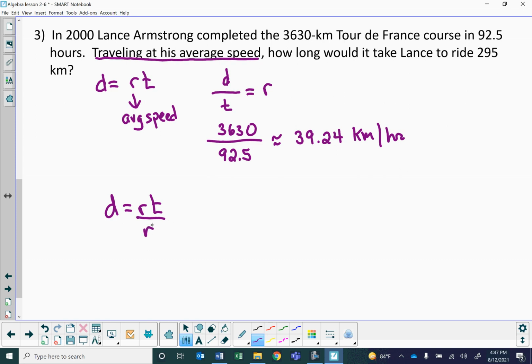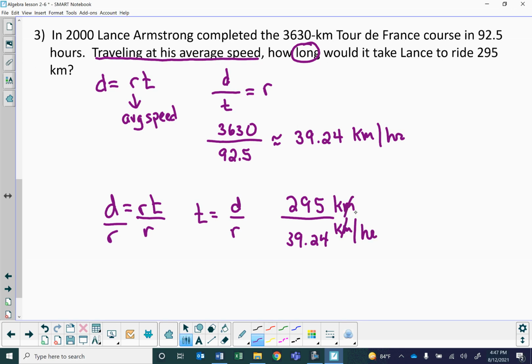So we divide by rate, because how long is what the second part of the question is asking us. This is using our literal equations from the last lesson. So time here is going to equal distance divided by rate. The distance is 295 kilometers, and he's going at 39.24 kilometers per hour, so our kilometers will cancel out. So we'll take our 295 and divide that by 39.24, and we will get approximately 7.51. So it's going to take him about 7.5 hours.